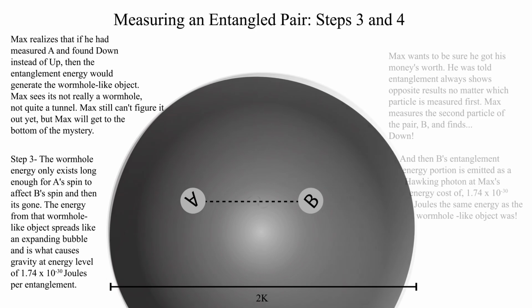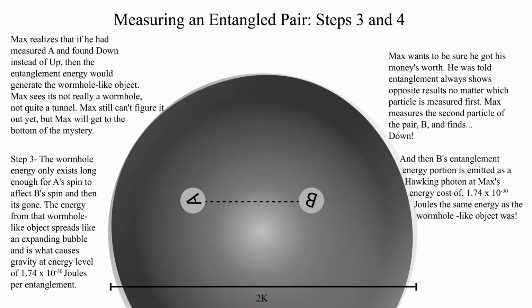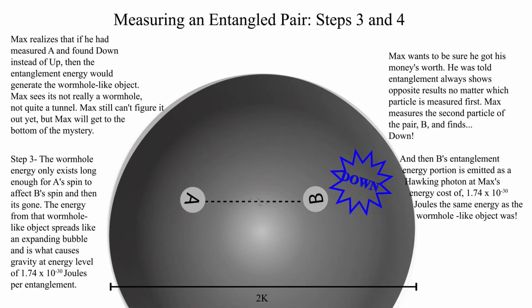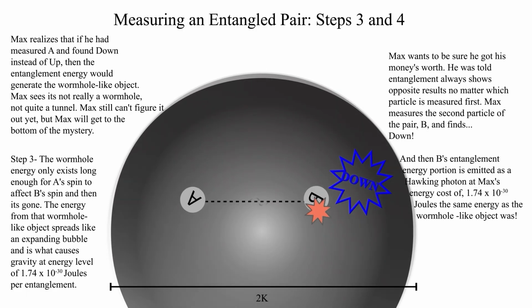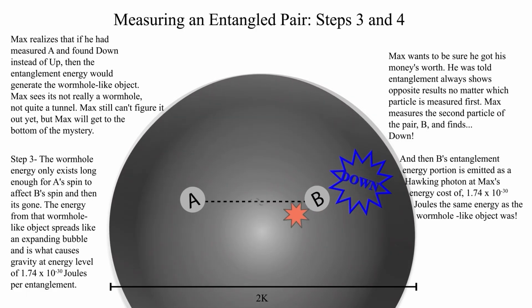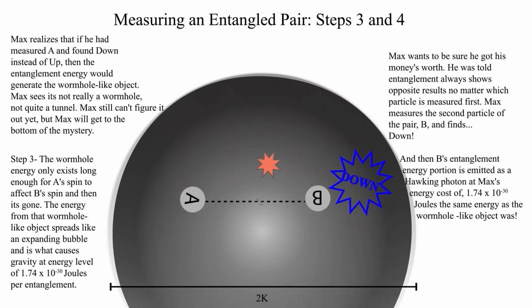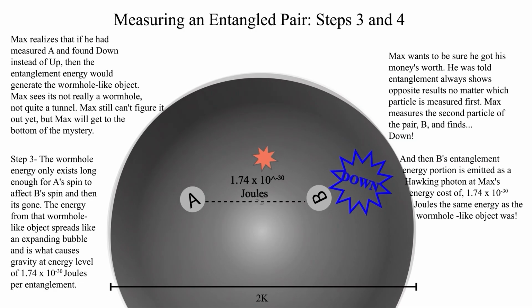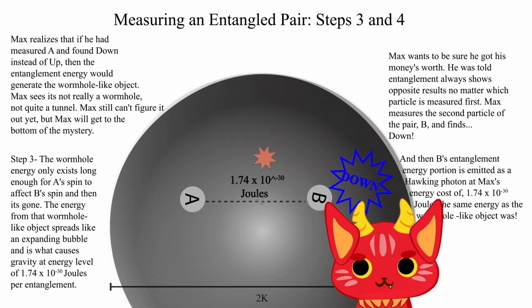Max wants to make sure he got his money's worth. He was told entanglement always shows opposite results no matter which particle is measured first. Max measures the second particle of the pair B and finds down. And then B's entanglement energy portion is emitted as a Hawking photon at Max's energy cost of 1.74 times 10 to the negative 30 joules, the same energy the wormhole-like object was.